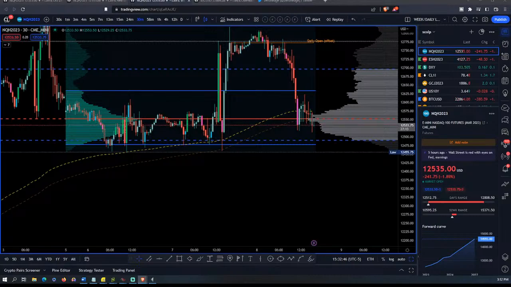Alright guys, we're gonna get into it a little bit. Hyper scalping is what I'm going to be doing. I'm just looking at a lot of windows and screens here.